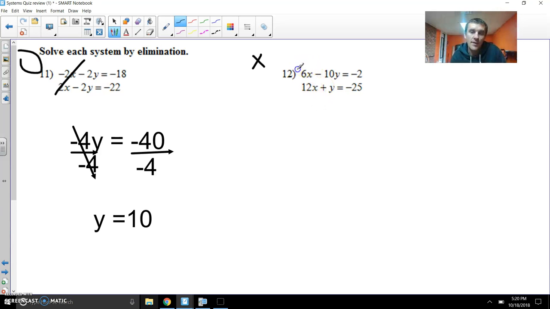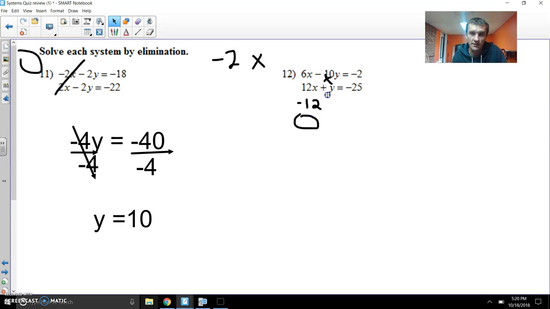So, for example, I could make this number be -12 if I wanted it to. Now I'd have to multiply it by -2 to make that happen. -2 times 6 is -12. That would allow these two to cancel. But I can't just do that. I have to multiply all of them. You have to multiply every single value times -2. So let's just try it down here. -2 times 6 we just tried was -12x. That works well. -2 times -10 is +20y.